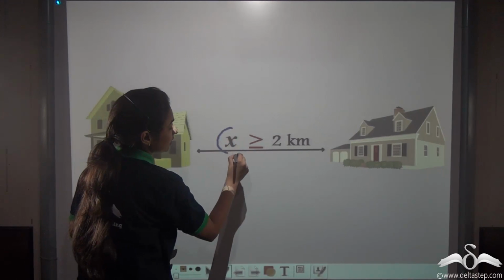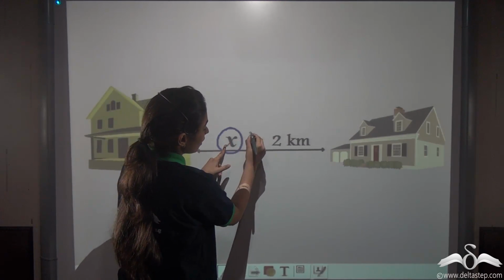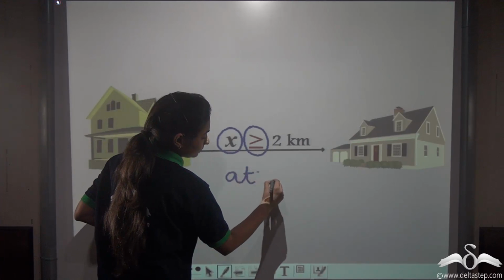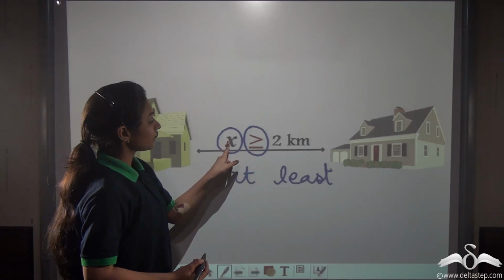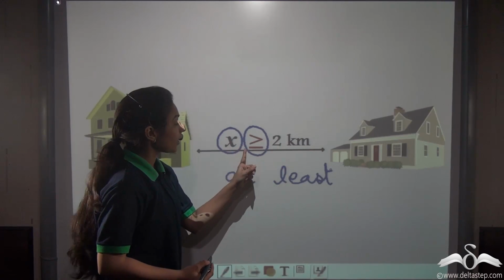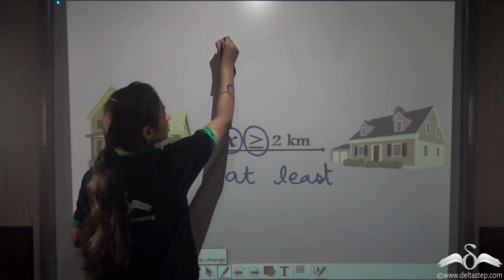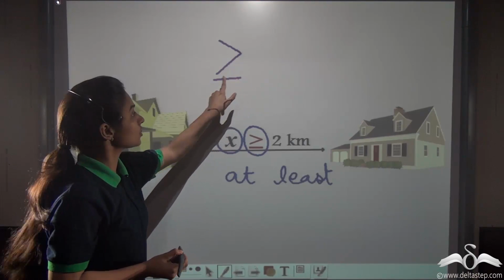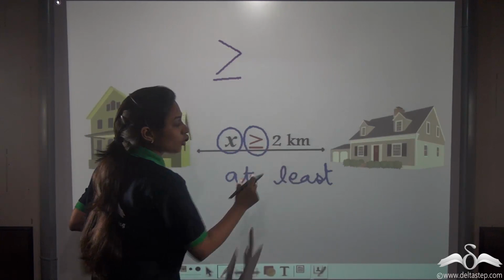Well, if x is the distance between your house and that friend's house, it will be written as x is at least 2 kilometers. What did I say? At least. Now what do I mean by at least? At least means the distance from your house and your friend's house is more than 2 kilometers or equal to 2 kilometers. Now I said more than or equal to. So this sign represents more than and along with a line here shows or equal to. So x is more than or equal to 2 kilometers.